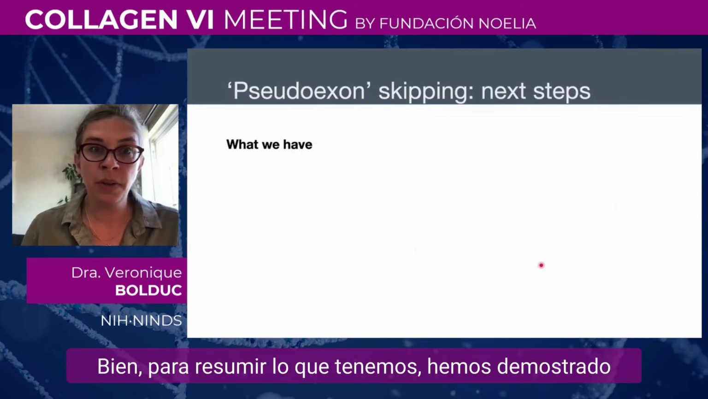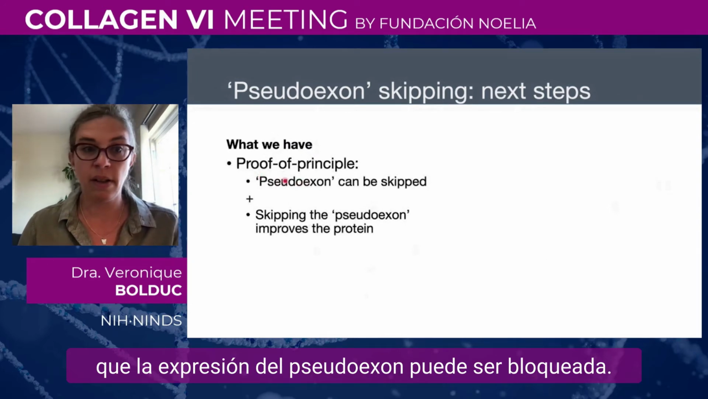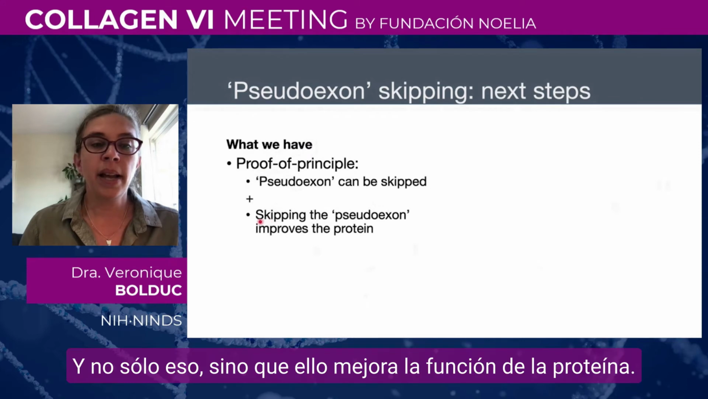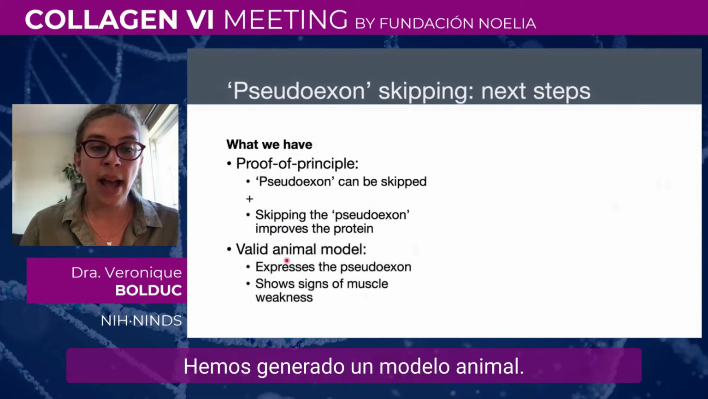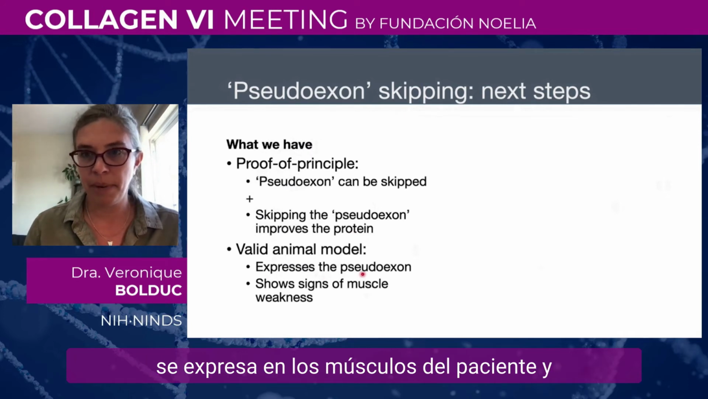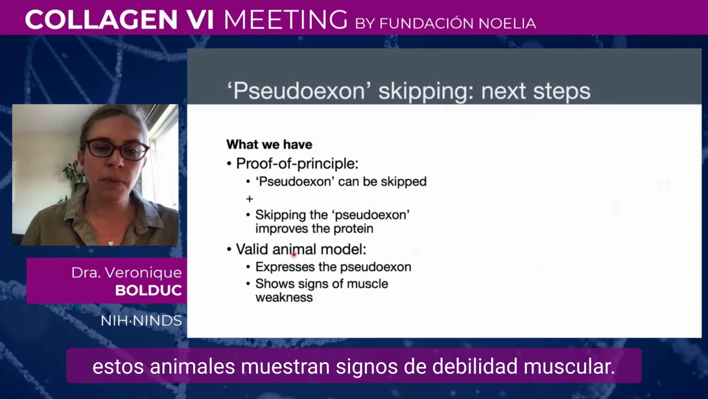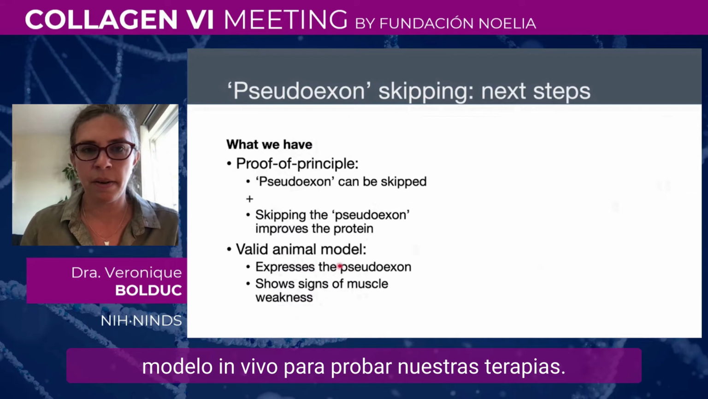Okay, so to summarize what we have here, we've made the proof of principle that the pseudoexon can be skipped, and not only that, that skipping it improves the protein. We have generated an animal model. The animal model expresses the pseudoexon, just like it's expressed in patient muscles, and the animals show signs of muscle weakness. So this validates this model as a good in vivo model to test our therapies.